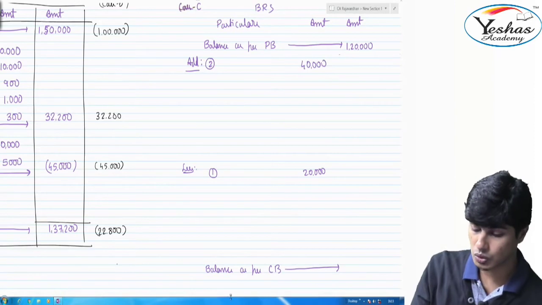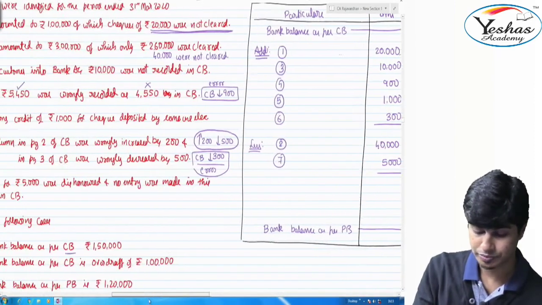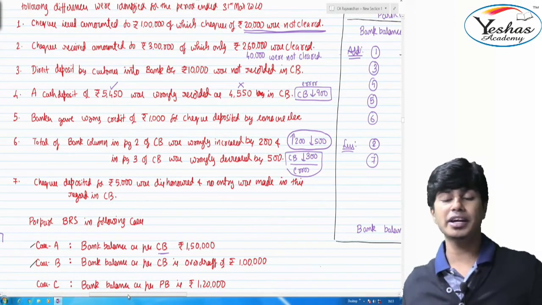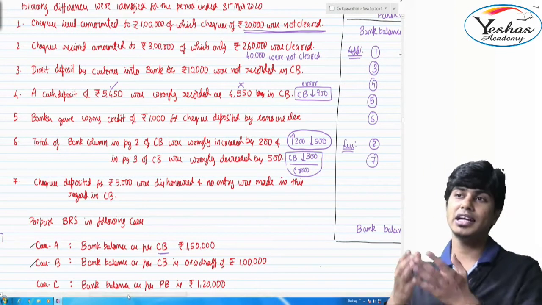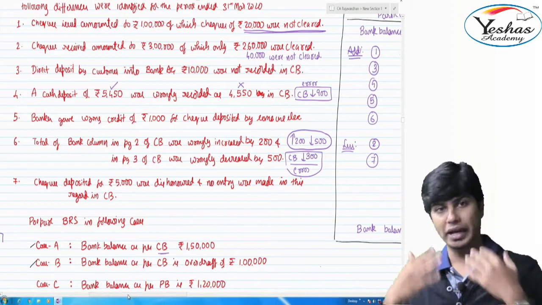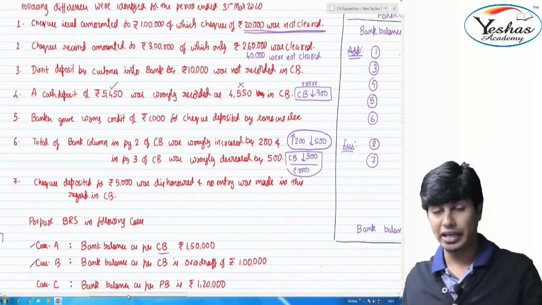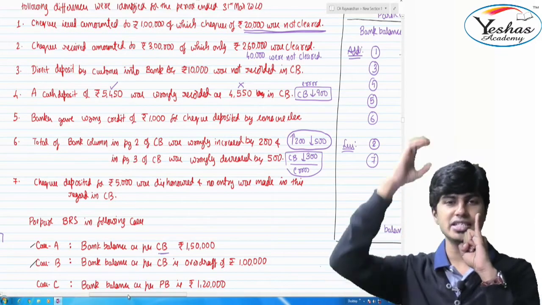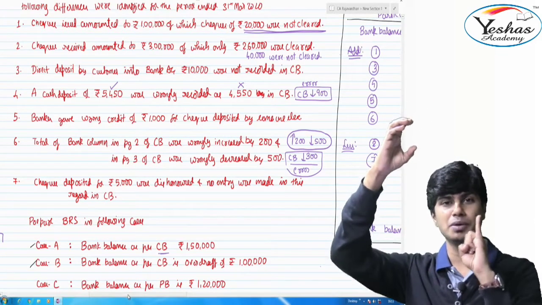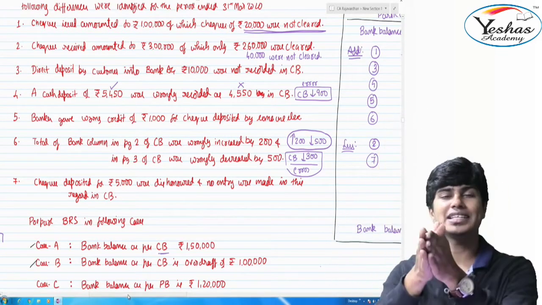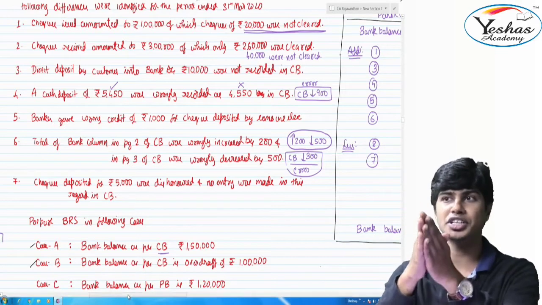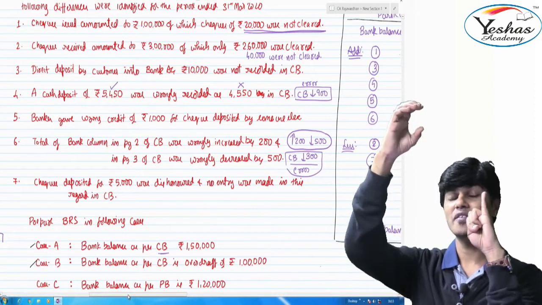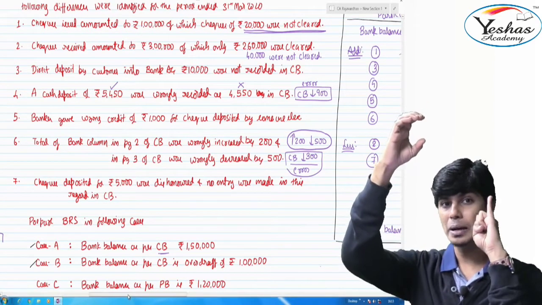Come on, let us now go to the third one. Direct deposit by customer into bank account. A customer directly walked into the bank and deposited money in my name. When he deposited money in my name, my bank balance as per passbook has increased, but there is no increase in my bank balance as per cash book.